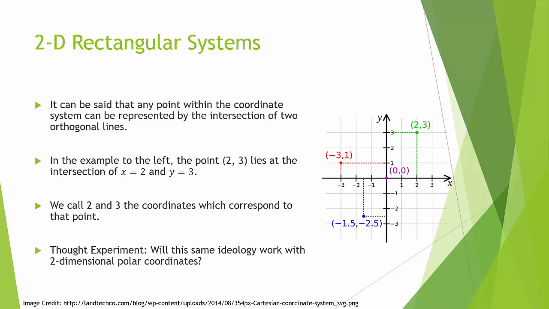And just a little thought experiment before we move on, using this ideology of intersecting lines at right angles, will this same idea and visualization work with polar coordinates? So think about it with 2-dimensional polar. You have a radius and an angle. At what point are there 2 lines that intersect orthogonally? You have a curve and a line. So I just want you to think about that before we move on later in the chapter to other coordinate systems that are based off of polar.